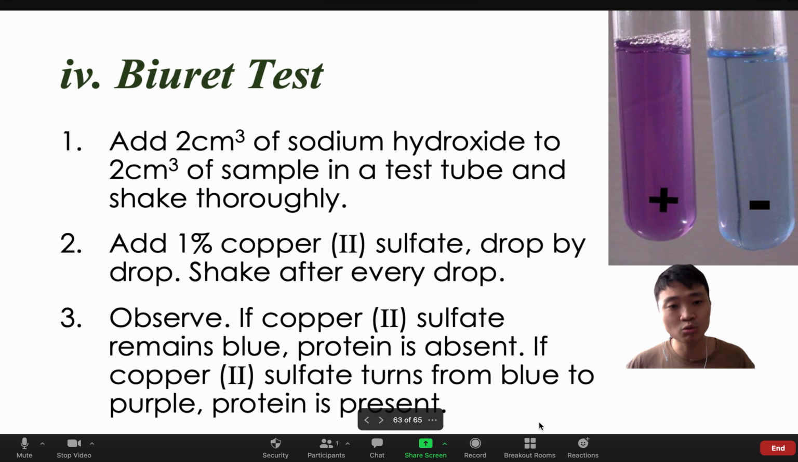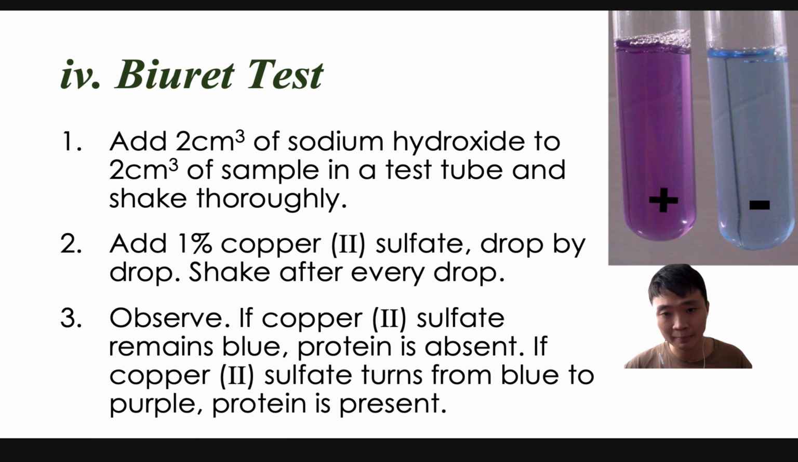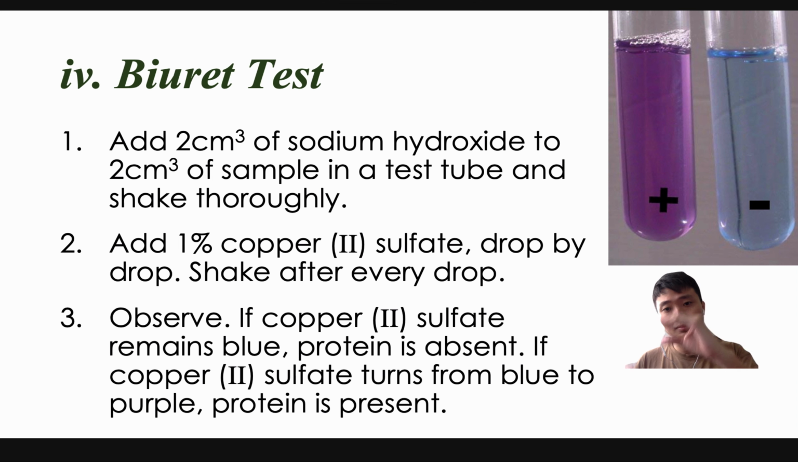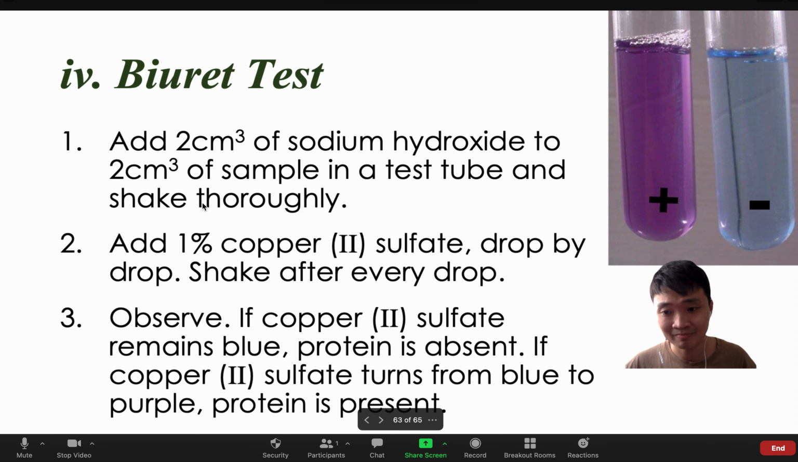Number one, add 2 cm cube of sodium hydroxide. Okay, this is a colorless solution, you had it that day, to 2 cm cube of sample in a test tube and shake thoroughly. As I mentioned, common mistakes are some people don't put the cm cube there, you'll be marked as wrong. Okay, be very specific. 2 cm cube of sodium hydroxide to 2 cm cube of whatever the sample name is in a test tube and shake thoroughly. Do not miss out the words shake thoroughly. Okay, then you add 1% copper 2 sulfate solution drop by drop and you shake after every drop. So these two steps are the steps to describe Biuret test.